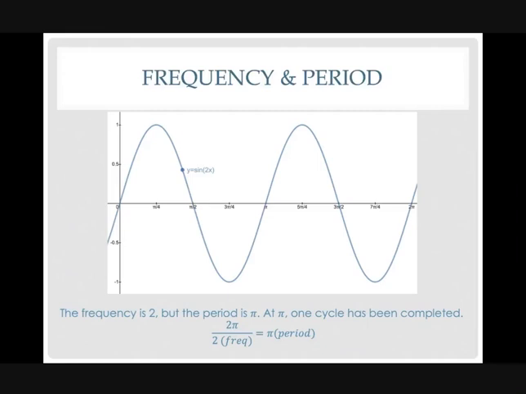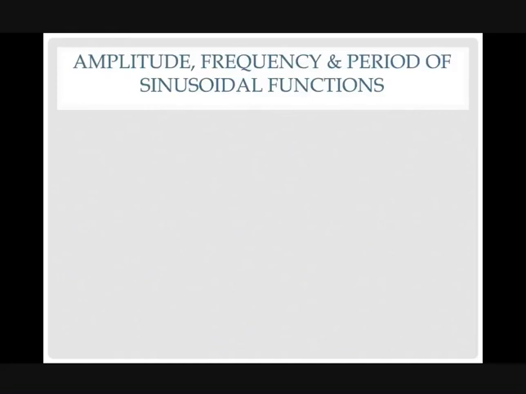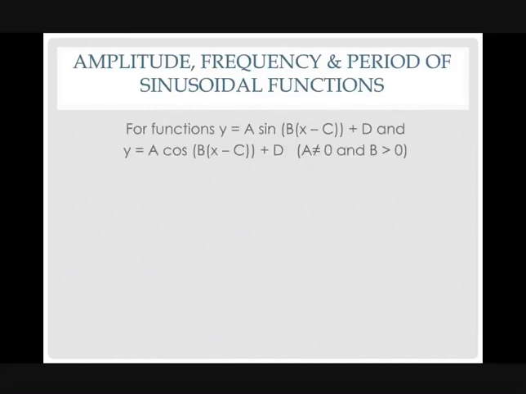You can also think of this as 2 pi divided by 2 for the number of cycles is equal to pi. So amplitude, frequency, and period of sinusoidal functions. This is the standard form in which we write sinusoidal functions. Notice how cosine is listed as a sinusoidal function.